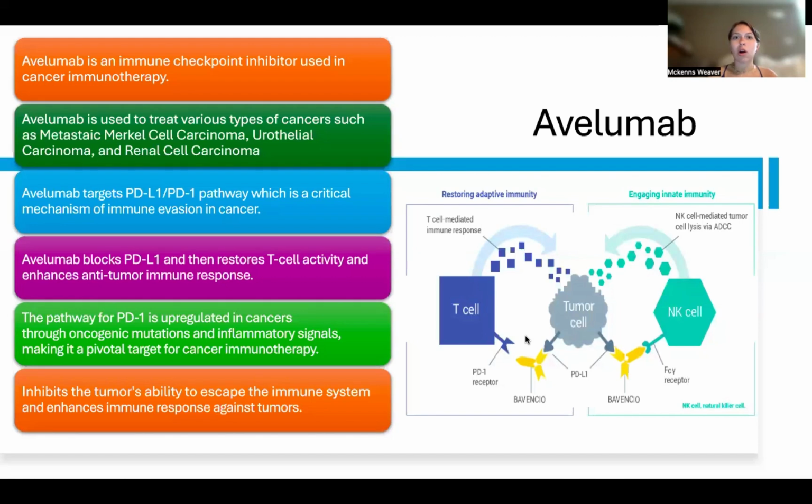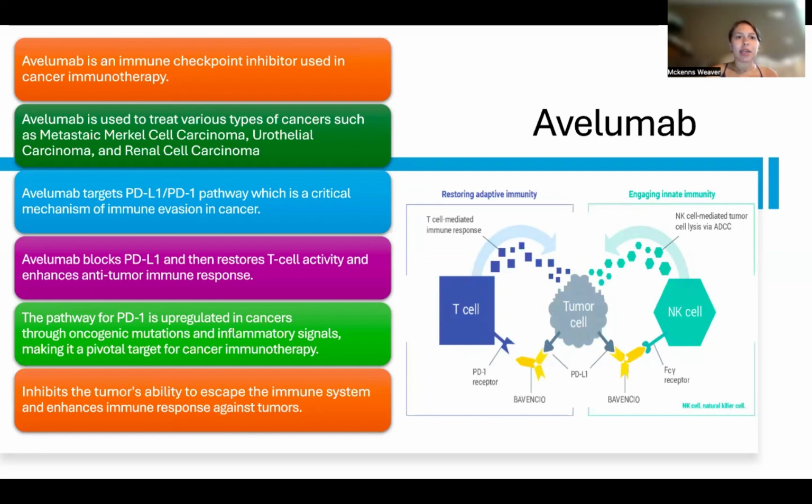So for our immunotherapy, we have some of its purposes, the things that it does, how it affects the cells and how it affects the tumor cells. It's actually a checkpoint inhibitor. It's used to treat various types of cancers, some of which were mentioned in the earlier slides. So it's different parts of different types of kidney cancer.